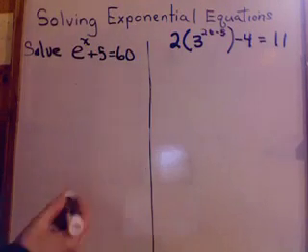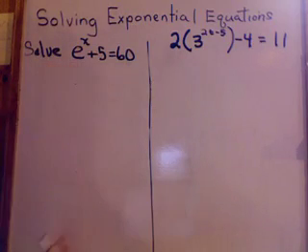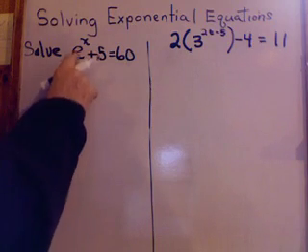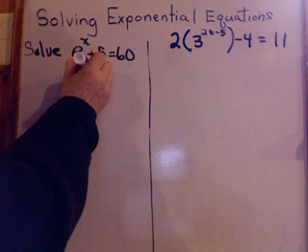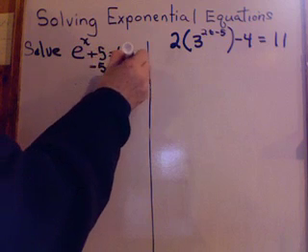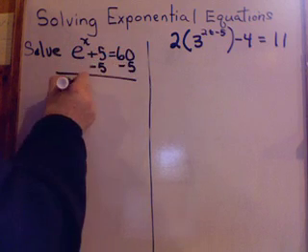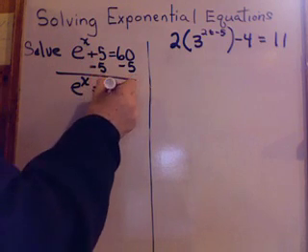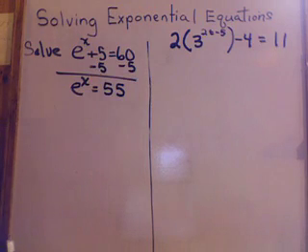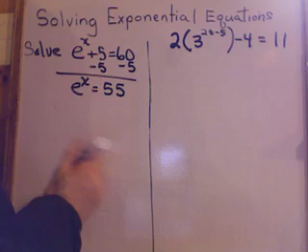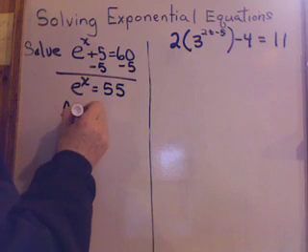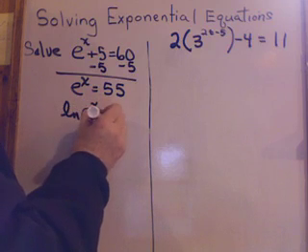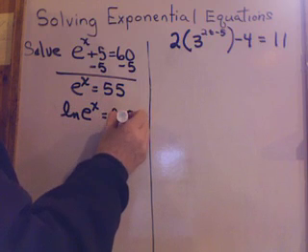Okay, here are 2 more problems to solve. First step on this problem, e to the x plus 5 equals 60. How about subtract 5? Then I get e to the x equals 55. Do I take the log of each side or the natural log of each side? Natural log, I hope you guessed. You didn't guess, you know.